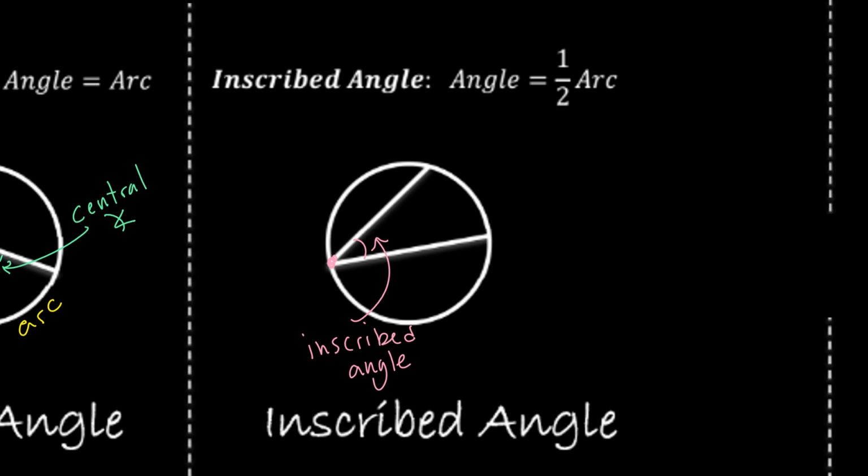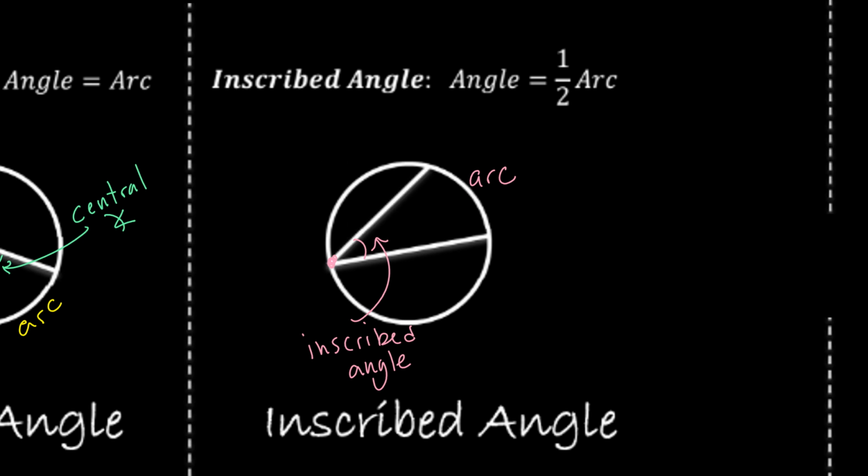And this is the arc it creates across from it. The formula we use is the angle is equal to 1/2 the arc. So if the arc is 50, what will the angle be? 25, good. Yes, all we do if we're given the arc is divide it in half to get the angle.